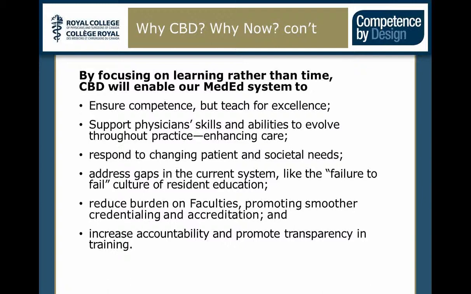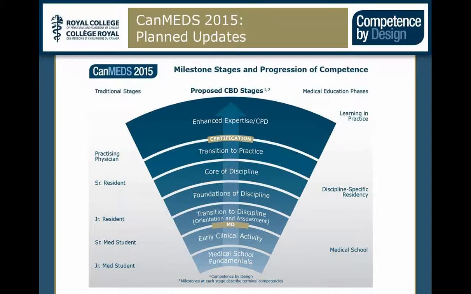We do want to reduce the administrative burden on faculties. We want to promote smoother credentialing and accreditation, and we're going to use technology and the new educational design to do that. And finally, we think this new system increases our ability to demonstrate accountability and transparency. That when a learner logs into this new system, they will see a pathway of all the things they need to learn. So it's aspirational.